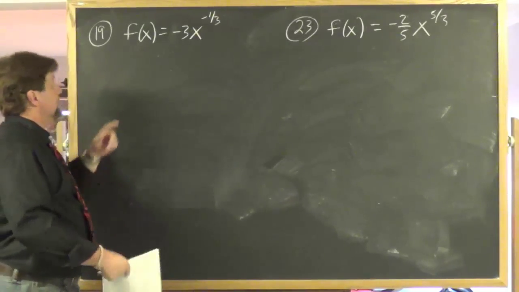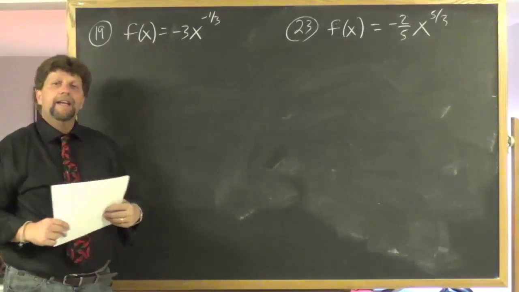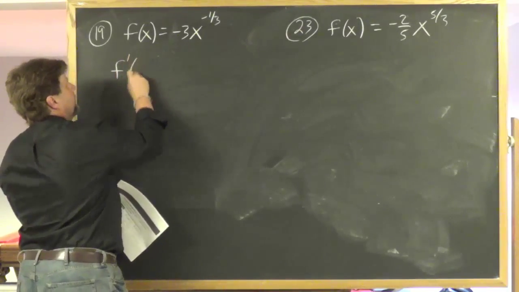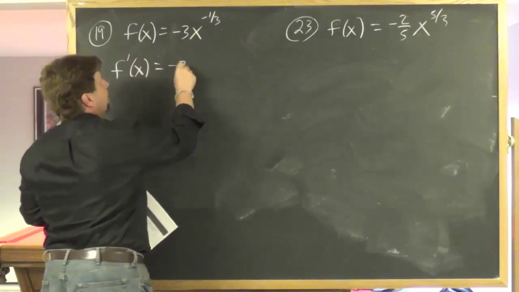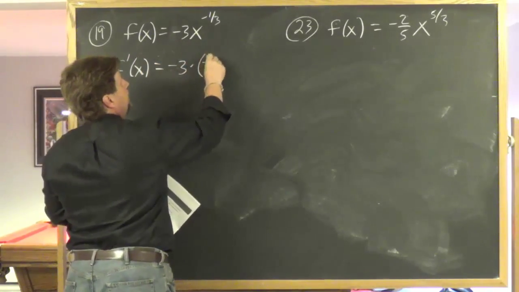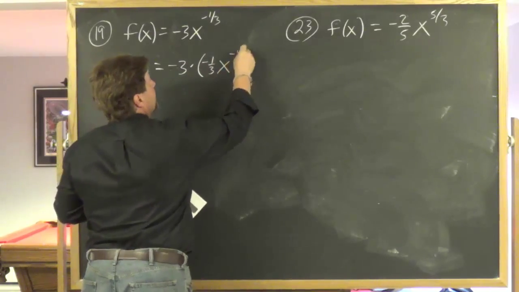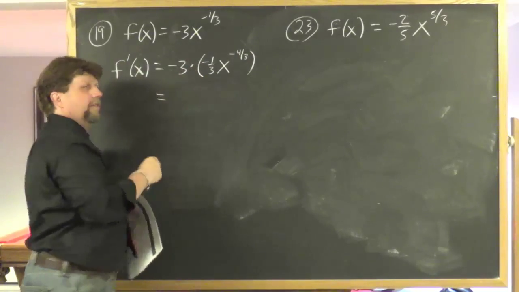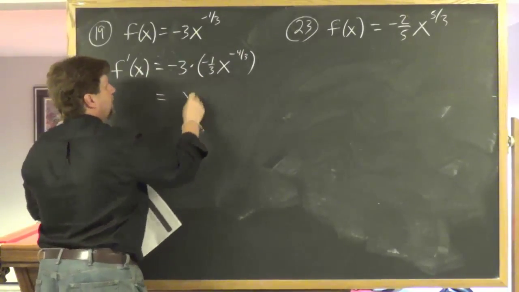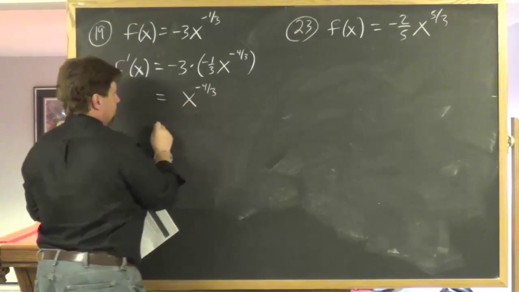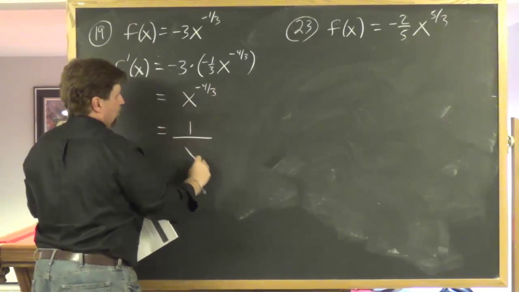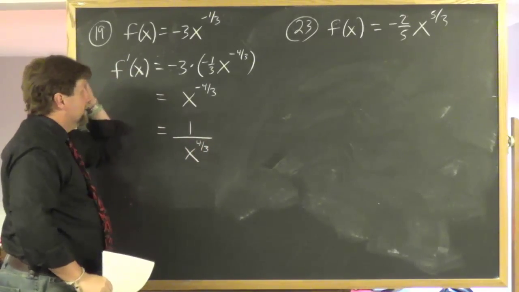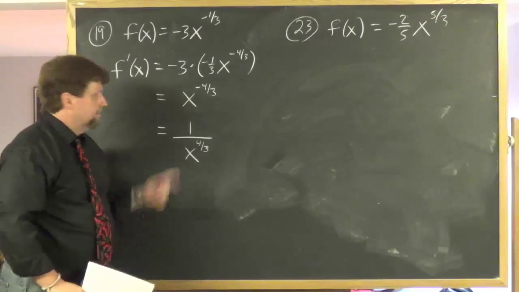So 19, you're asked to get the derivative of f of x equals negative 3 x to the negative 1/3. Constant multiple rule, so the derivative is negative 3 times negative 1/3 x to the negative 4/3. Well, we know negative 3 times negative 1/3 is positive 1. That's kind of cool. X to the negative 4/3, or I could write that as 1 over x to the positive 4/3. So that's it for number 19. Hopefully you got that.